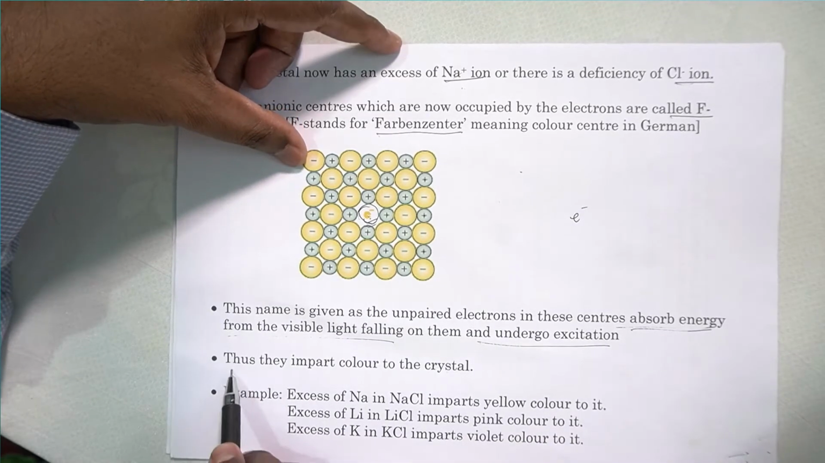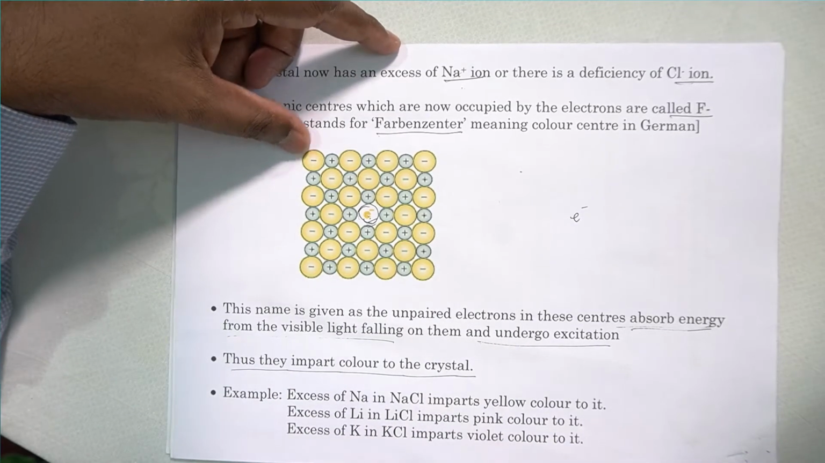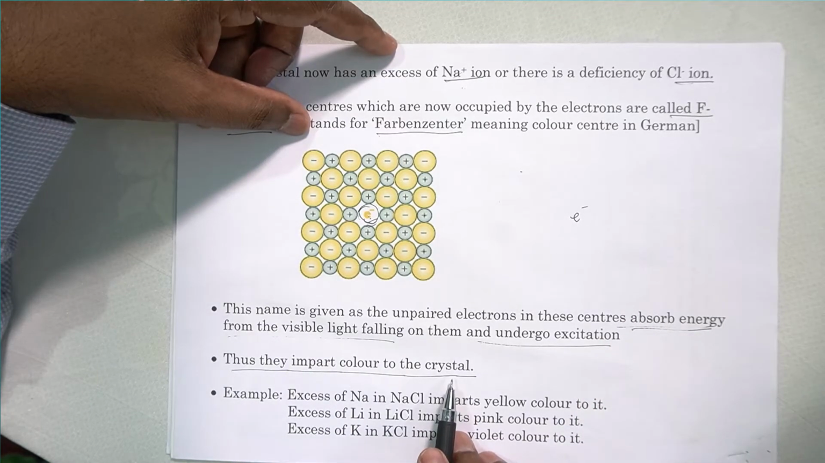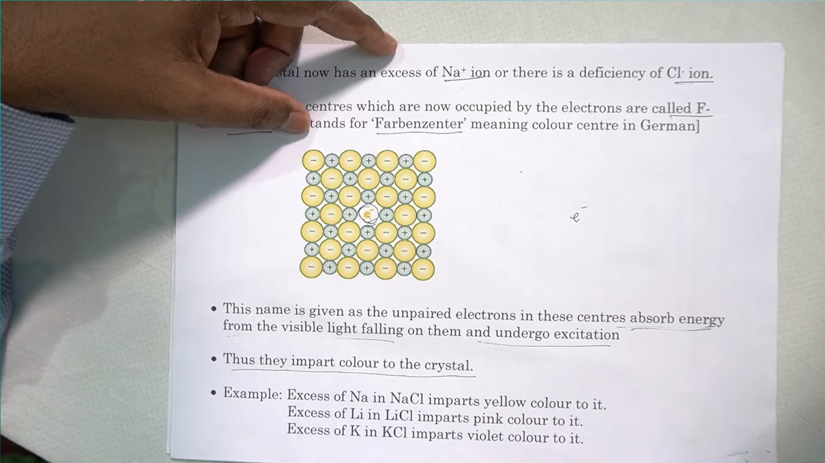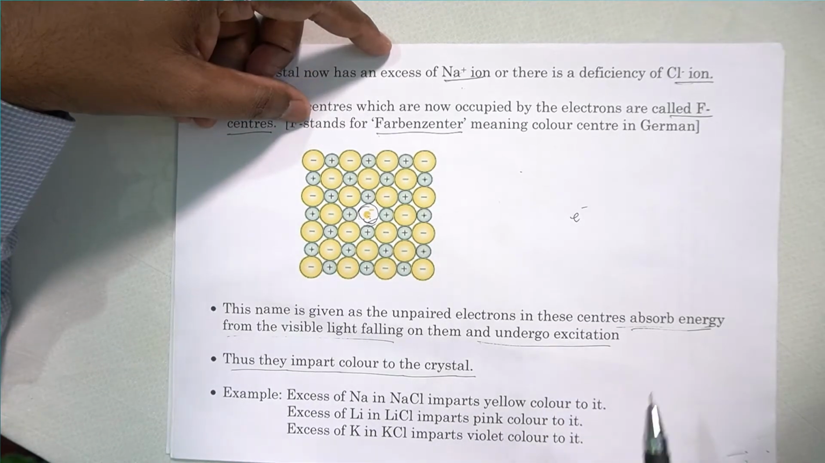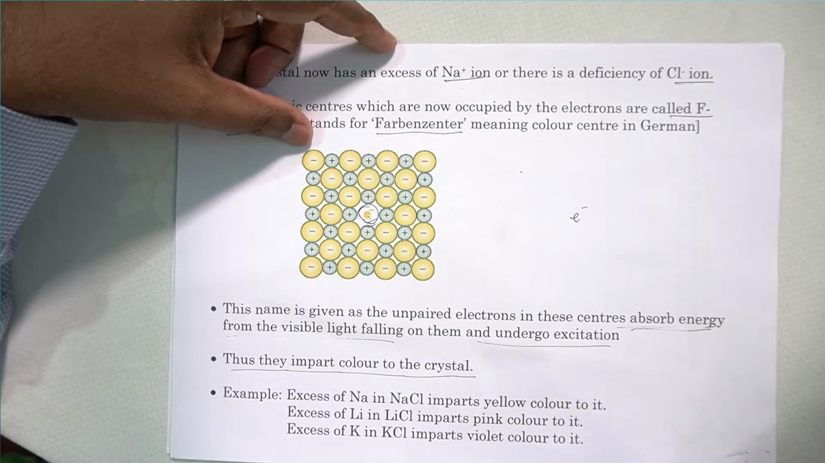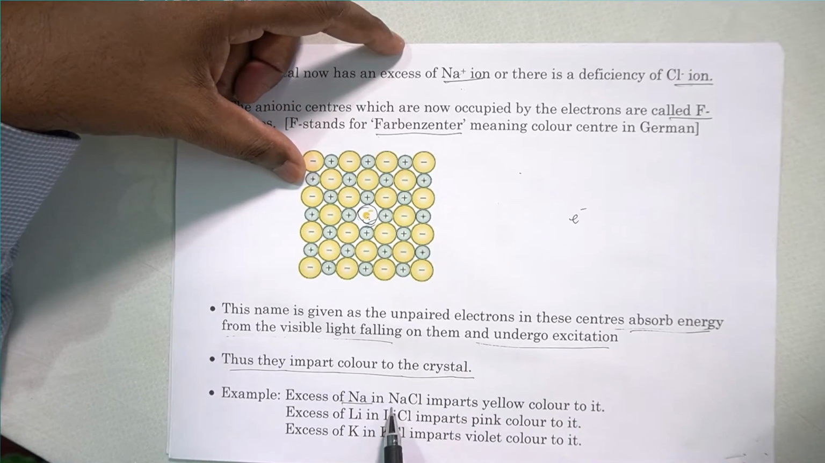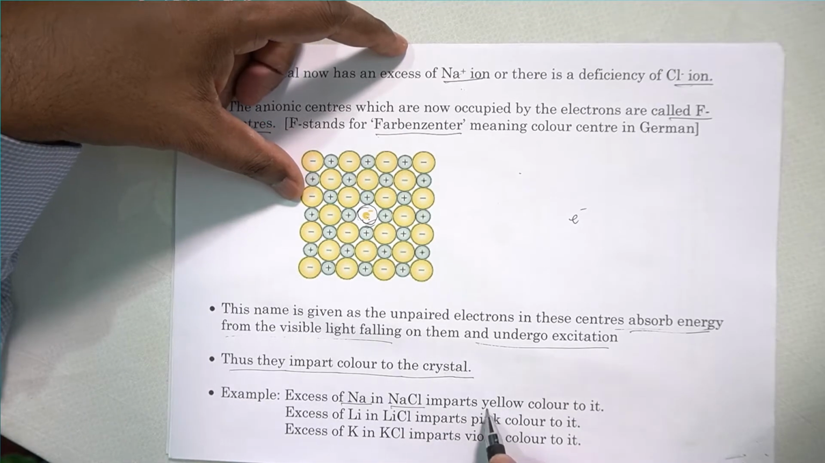The radiation will give a certain color depending on the frequency of the radiation. So here we have a color created. Since it imparts color, it is called F center. For example, in sodium chloride, when Na is added, the excess of Na in NaCl imparts a yellow color.